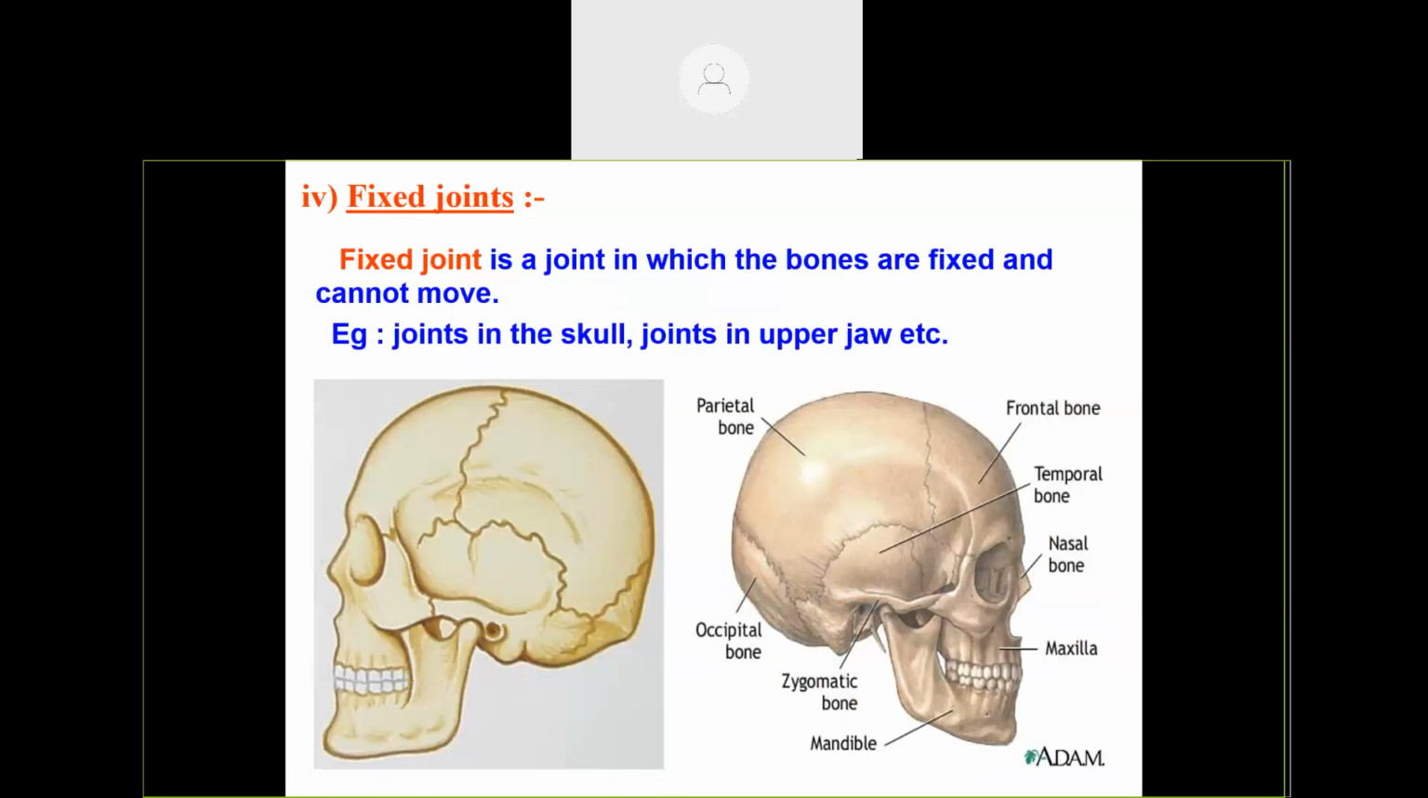So fixed joints. Next category, the last category is fixed joints. Fixed joint is a joint in which bones are fixed and cannot move.